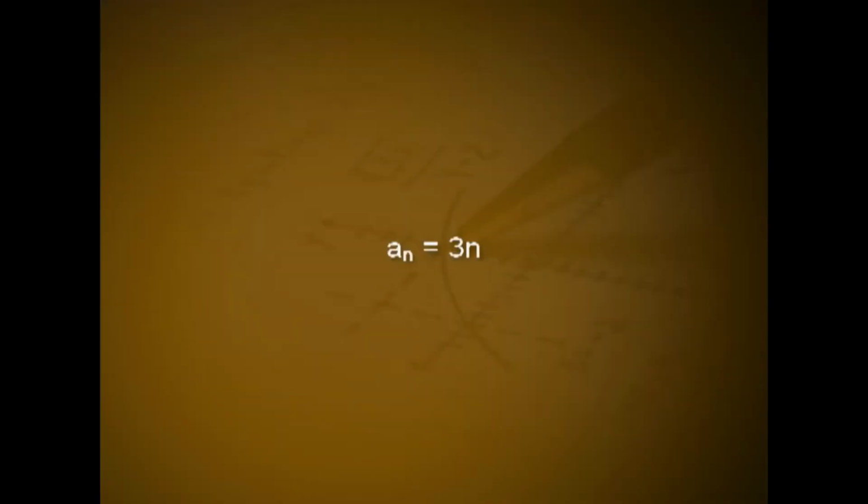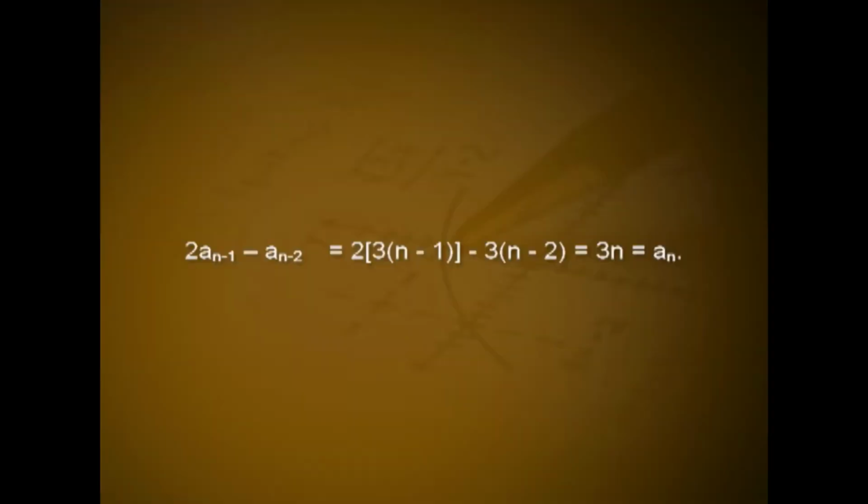Solution: suppose that a_n = 3n for every non-negative integer n. Then for n greater than or equal to 2, we see that 2a_{n-1} - a_{n-2} = 2(3(n-1)) - 3(n-2) = 3n, and this is equal to a_n. Therefore, a_n where a_n = 3n is a solution of the recurrence relation.